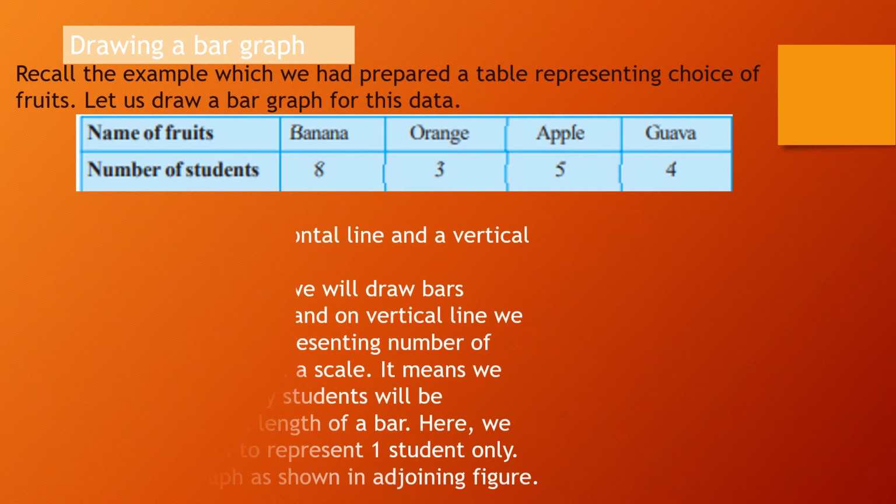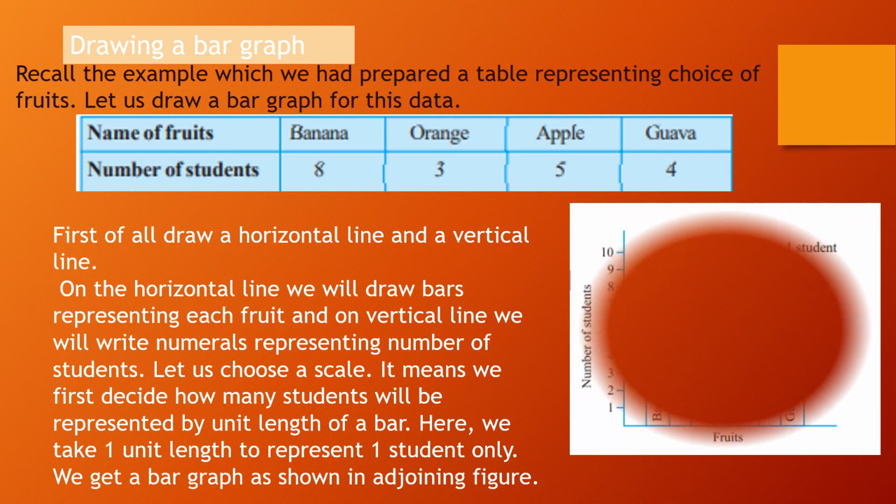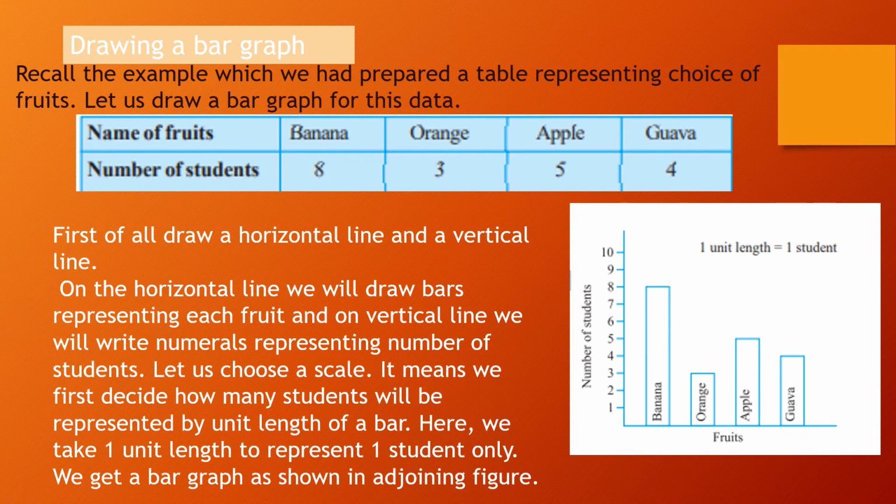Therefore, for drawing a bar graph, first of all, we have to select the x-axis and y-axis, that is, which items are to be taken on the x-axis or horizontal axis and on the vertical axis. For that, first we have to draw the horizontal line and the vertical line. On the horizontal line, we will draw bars representing each fruit, and on the vertical line, we will write numerals representing the number of students. Let us choose a scale first itself.